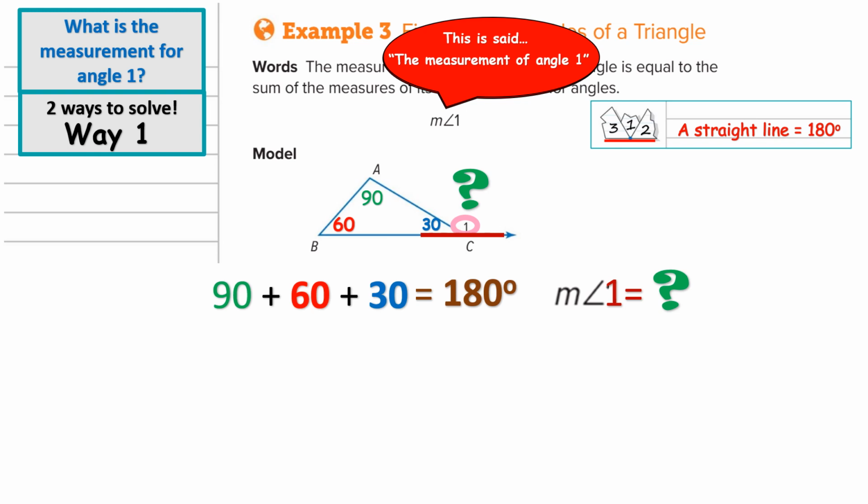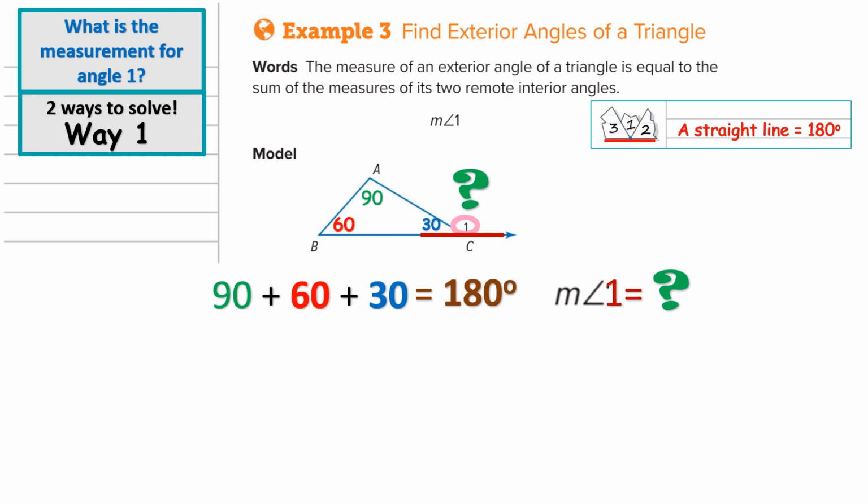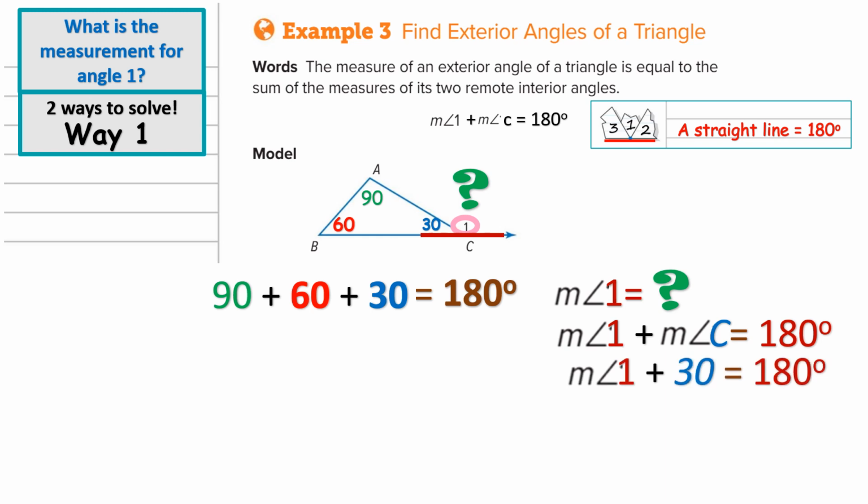So if I know that my angle C is equal to 30, and I know that angle C plus angle 1 has to equal 180 degrees, then I simply do the math and I say, well, I know that angle C is 30, and I'm going to do my opposite function on the opposite side.